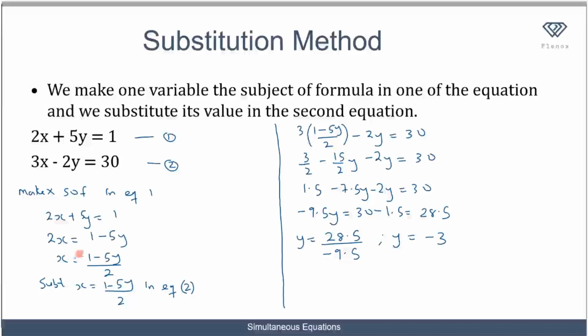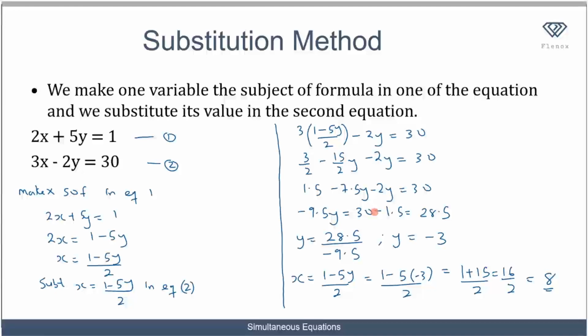Minus 3. So I've already written x in terms of y, so I can find the value of x. So I said x is equal to (1 minus 5y) over 2. So that will be equal to (1 minus 5 times minus 3) over 2. So that will be 1, what is minus 5 times minus 3, plus 15, over 2? And that will be what? 16 over 2, which gives me 8. So again, I get x as being equal to 8 and y as being equal to minus 3. So that is how to make use of the substitution method.